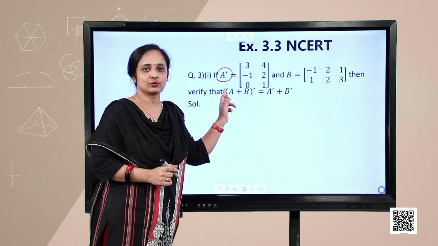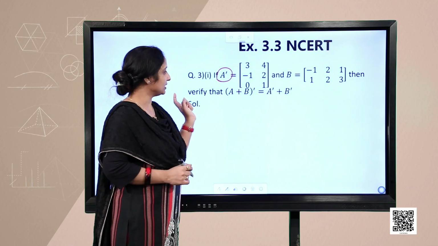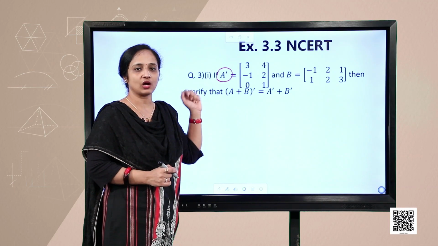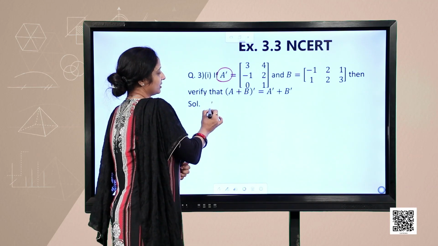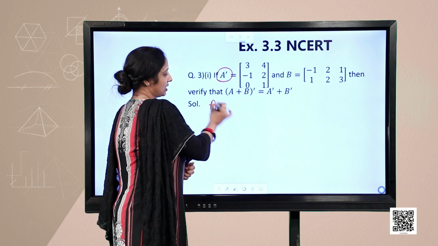Mind it, this is A transpose, not A. You are given matrix B and you're supposed to verify this property. So how will you start? Let me first get the matrix A. How can we do so?